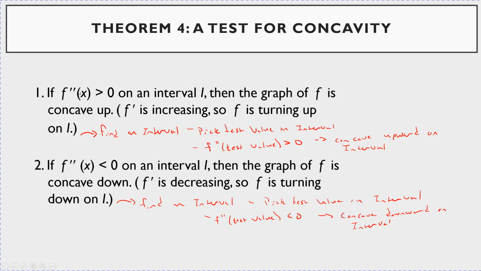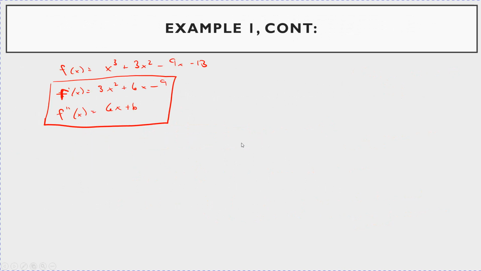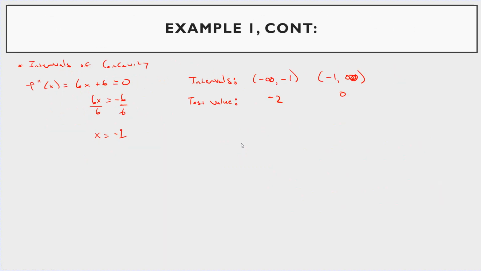Now we're going to look at the sign of the second derivative evaluated at that test value. So f double prime of negative 2. Well, if you plug negative 2 in here, negative 2 times 6 gets me negative 12, plus 6 gets me negative 6. So that's less than 0. What this tells me is that when the sign of the second derivative is negative, it's concave down on this interval.